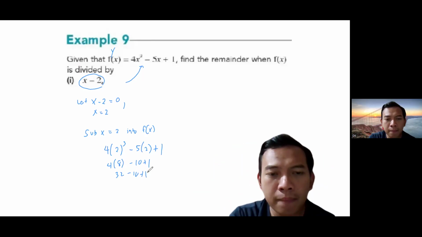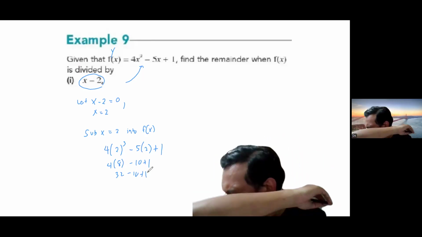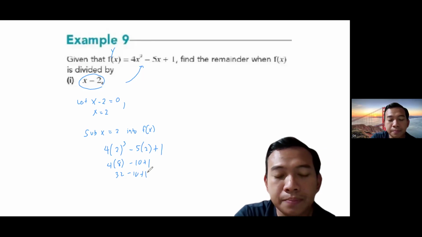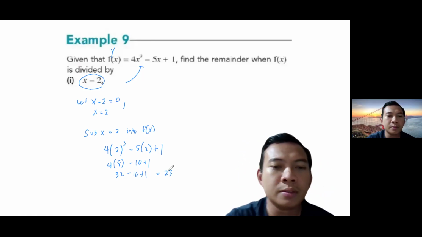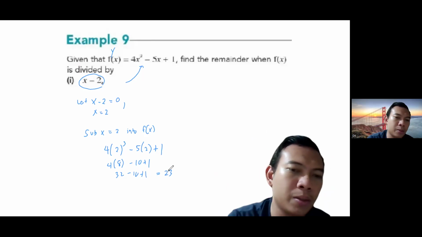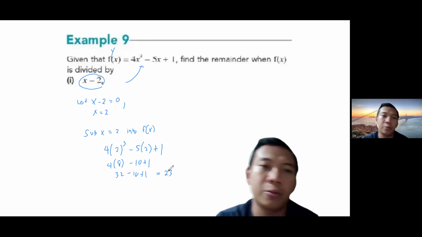You get 23. So 32 minus 10 is 22, plus 1 is 23.